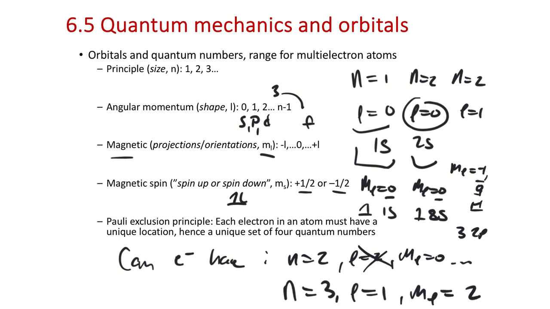Well, that would not be allowed either, because this m sub L is out of range. The maximum m sub L could be is minus L to plus L. So when n is 3, L is 1, the range of m sub L's would just be minus 1, 0, 1. But this is all just leading back to what this corresponds to: n equals 3, L equals 1 is p. So this is the 3p subshell, and there are 3 p orbitals from the range of m sub L's.